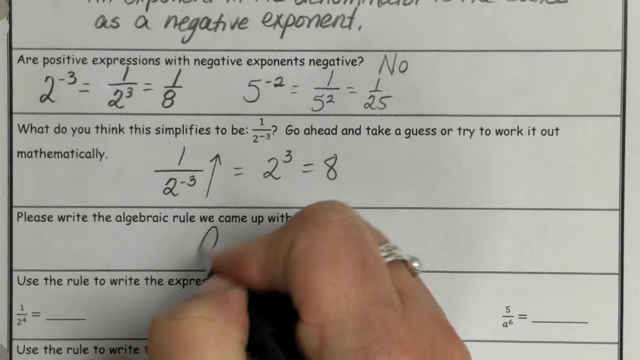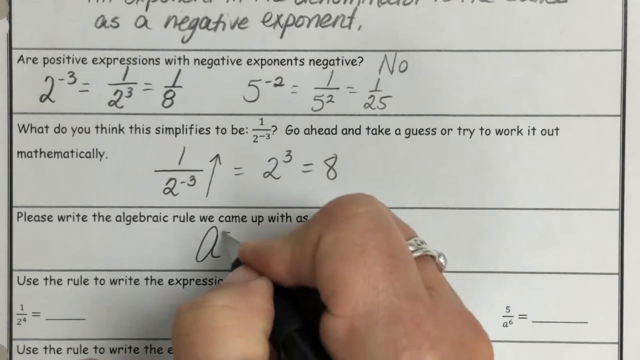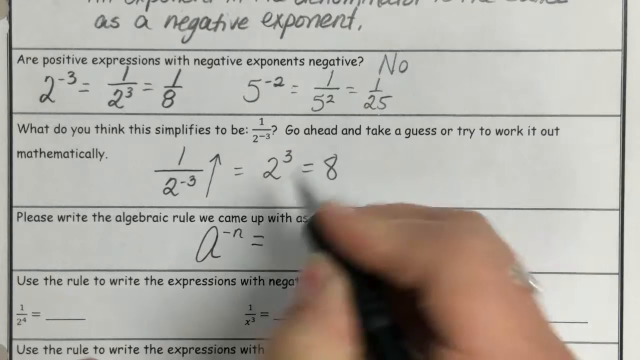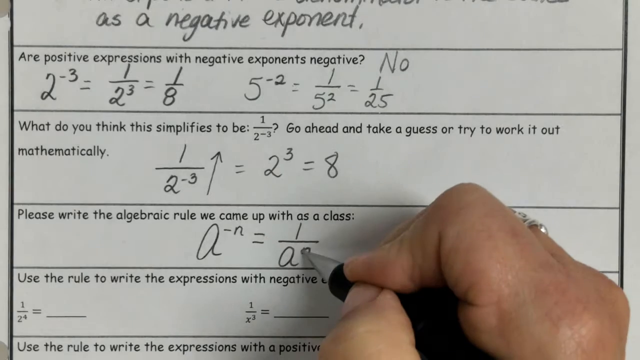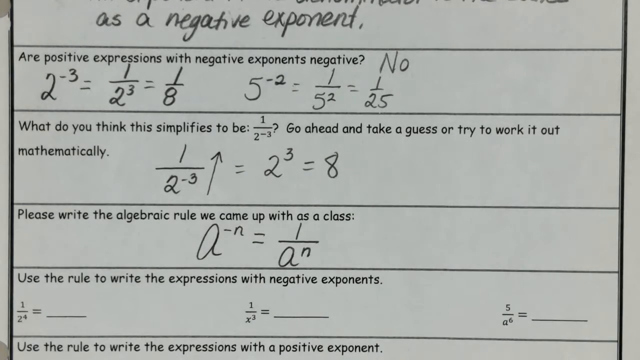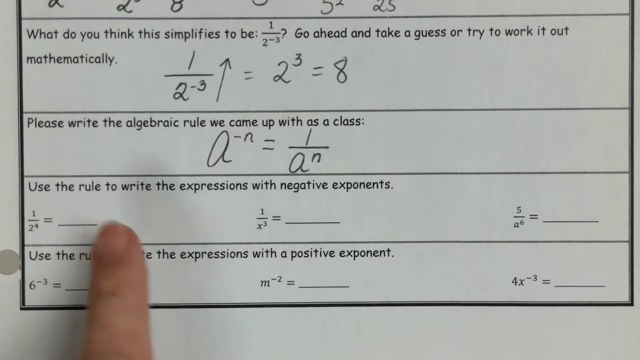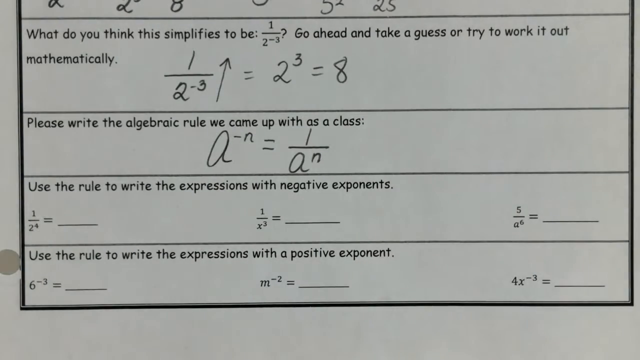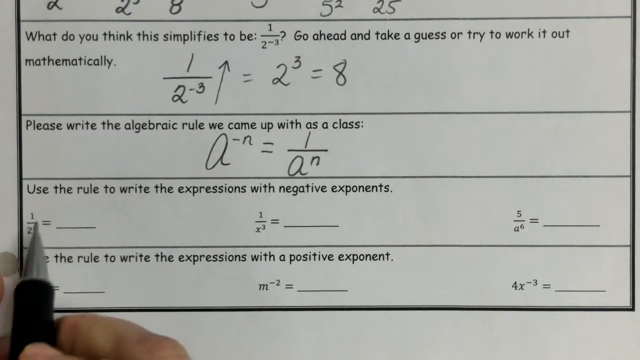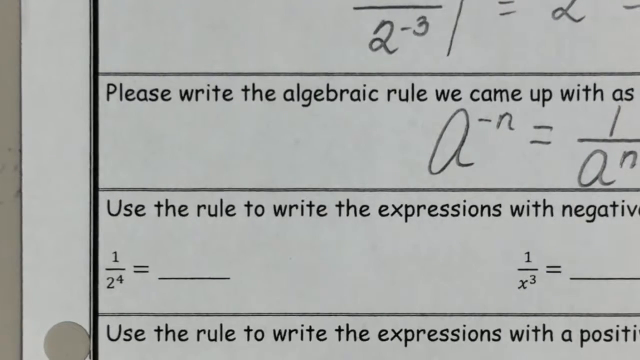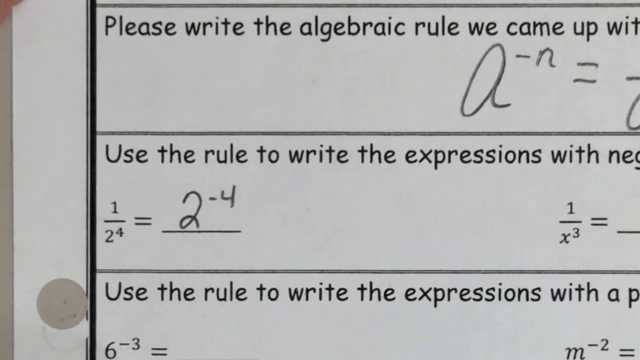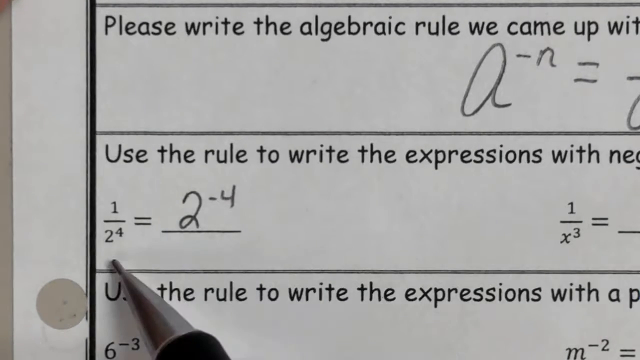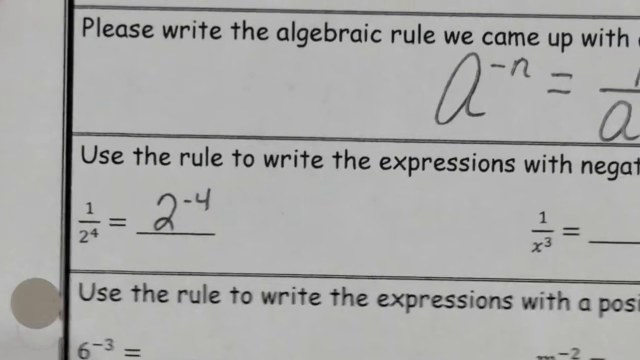Here's the algebraic rule. If you have a to the negative nth power, that's going to equal 1 over a to the positive nth power. So you can just remember that rule. Now let's practice a couple. This first box is asking you to use negative exponents. So remember, the way we're going to turn this into a negative exponent, if it's a positive exponent, is to move it across the fraction line. So if we move that up, it becomes 2 to the negative 4th power. If we move it down under 1, it becomes 2 to the positive 4th power.